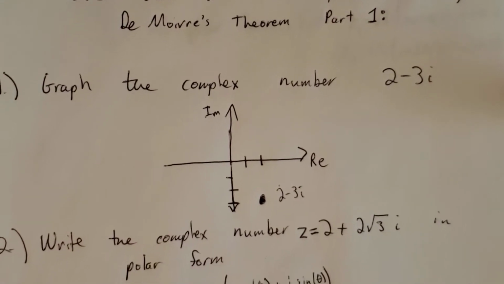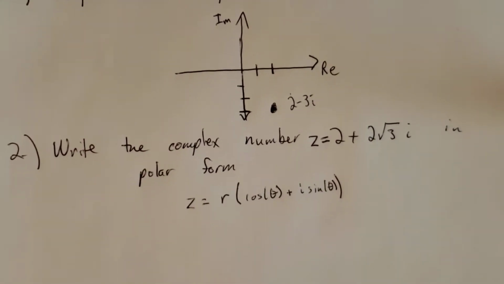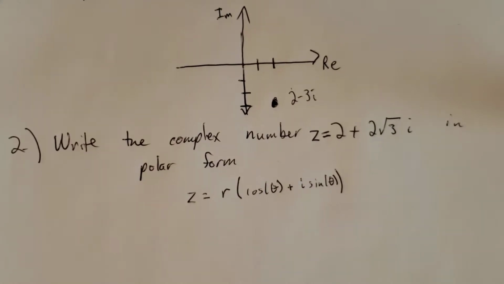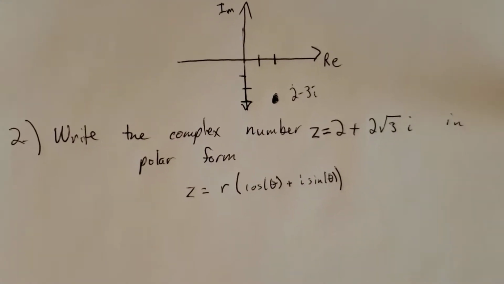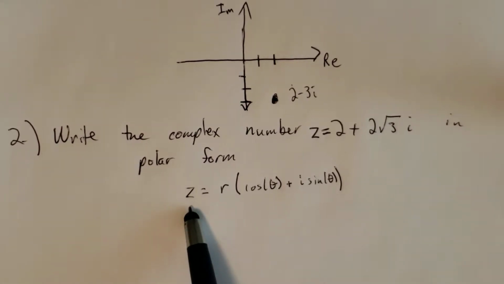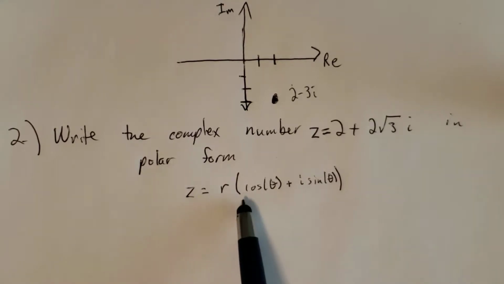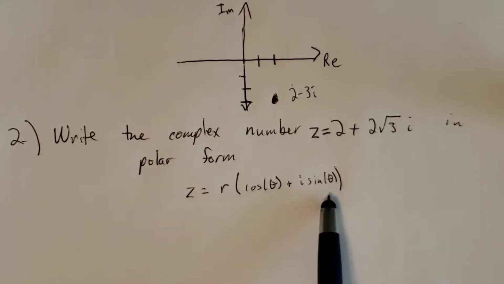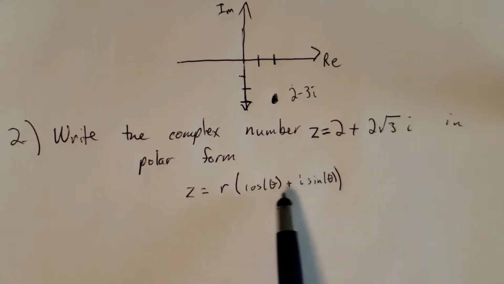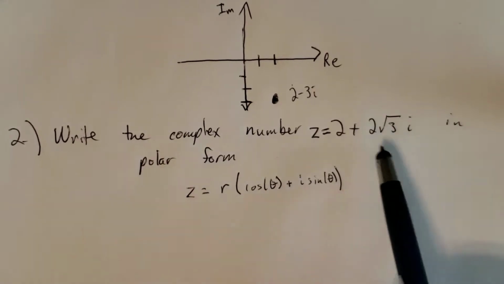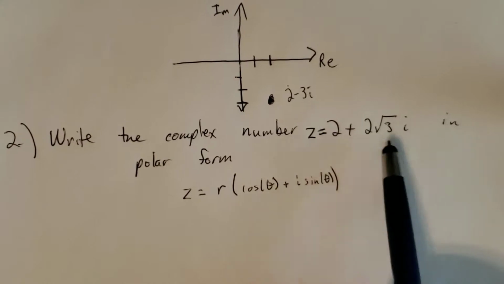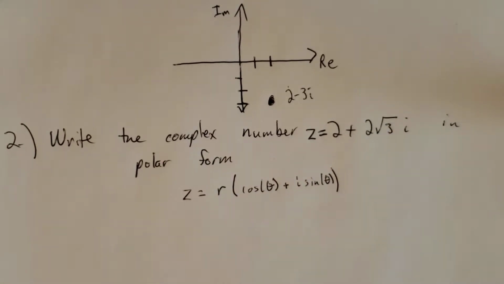We want to carry on here and do part 2. Part 2 says to write the complex number z equal to 2 plus 2 square root of 3i in polar form. I'd like to point out that z in polar form should be written as z is equal to r, where r is some radius, times cosine of theta plus i sine of theta. So what we need to find is r and theta for this value up here. Now, how do we do that?